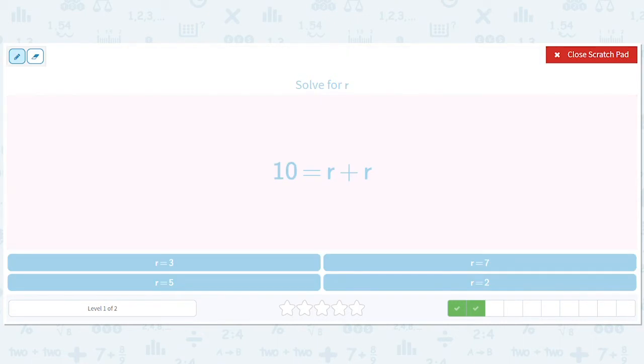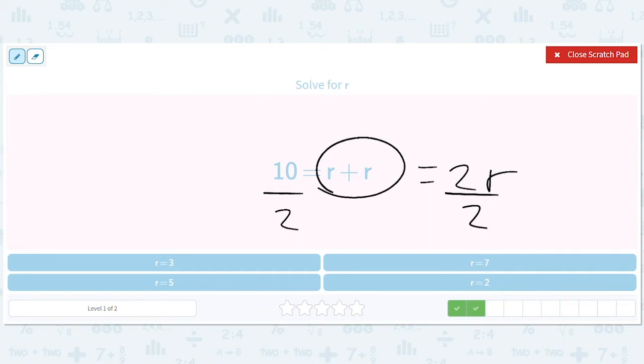Ooh, a little R&R. Do you feel like you're getting some R&R right now? R plus R is 2R. Divided by 2, divided by 2, cancel out, R equals 5.